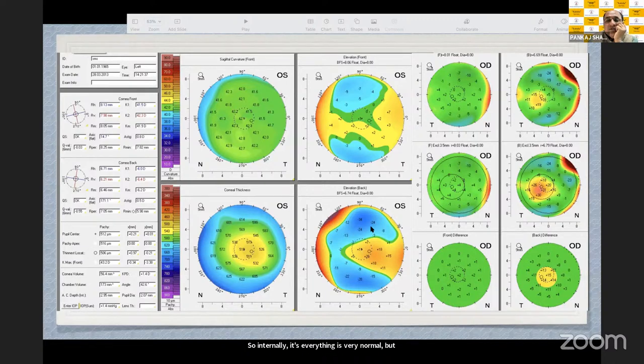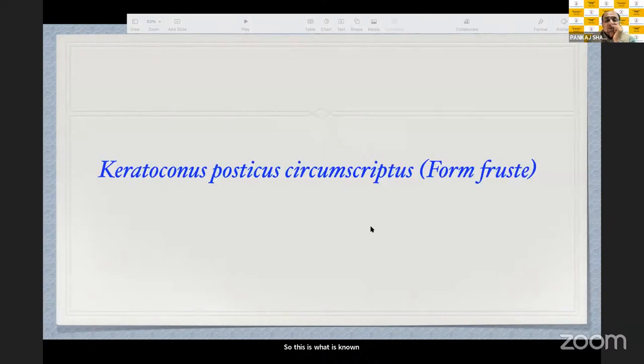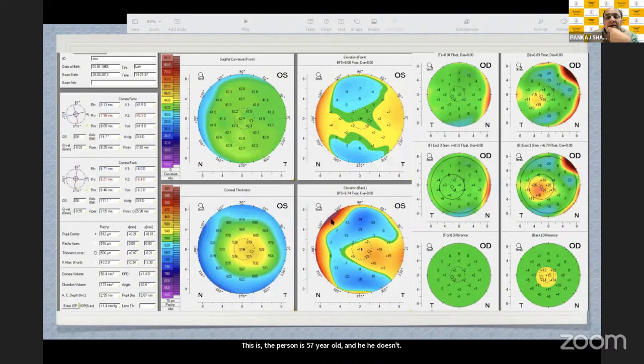So this is what is known as keratoconus posticus circumscriptus, or forme fruste. The person is 57 years old, and he didn't know about it. But suppose this person had been a 20-year-old going for myopic ablation for minus 2 diopters, he would have landed up with a frank keratoconus at a young age. So this is the importance of tomography.